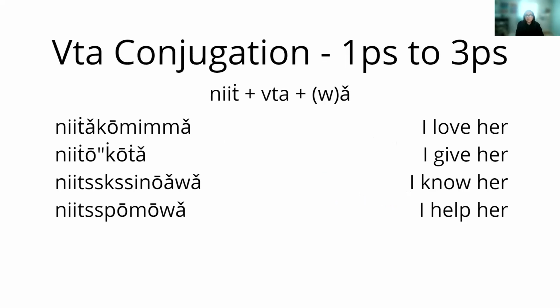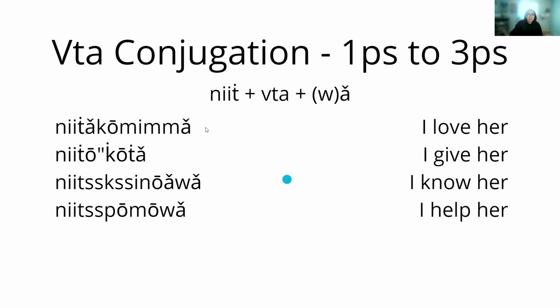So for first person singular, which would be I, to third person singular, which would be he, she, they, it, whatnot, it is pretty simple. You add nit at the beginning, which refers to you, and then wa at the end. And this kind of silent wa is making reference to basically a singular third person. So it is saying that you're acting on something, the singular third person. And in Blackfeet, there really aren't gendered pronouns. So even though I have it as her, it could be him, it could be they, it could be it. Just singular third person, just somebody that is not me or you.